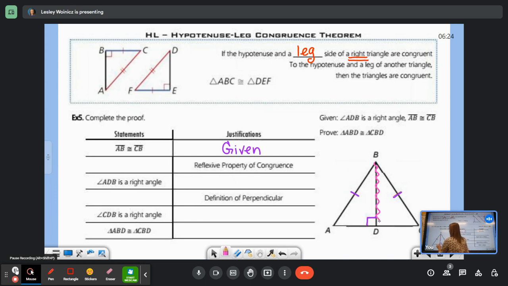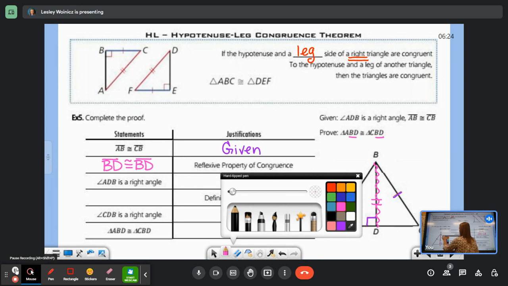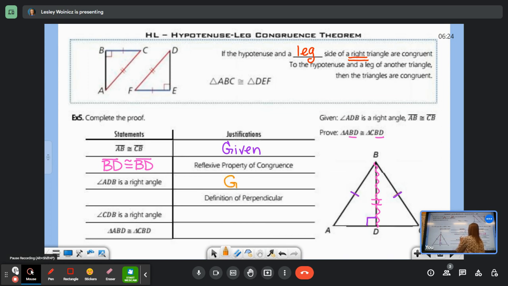That side is congruent to itself. So I can say that BD is congruent to BD. And look, the order of B and D in both of the names is the same, so I don't have to worry about flipping the letters around. Okay, next. It tells me that angle ADB is a right angle. Well, that was given to me. So I'm going to write given for that.